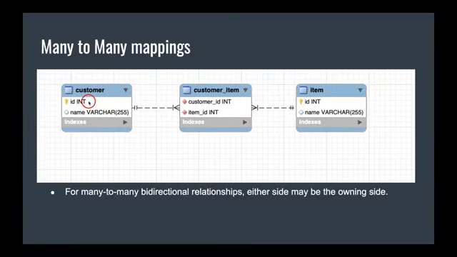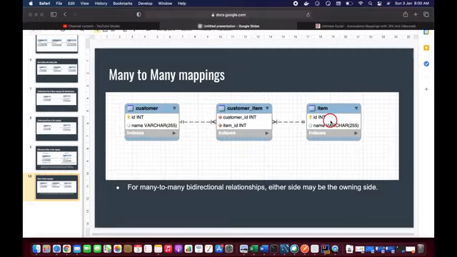Okay, so coming to bidirectional mappings, for many to many bidirectional mappings, either side may be the owning side. Okay, so either you can define the owning side on the item side or the customer side. You can define the joining table on the customer side or the item side. Okay, so both sides will work. And so let's see practically, guys.